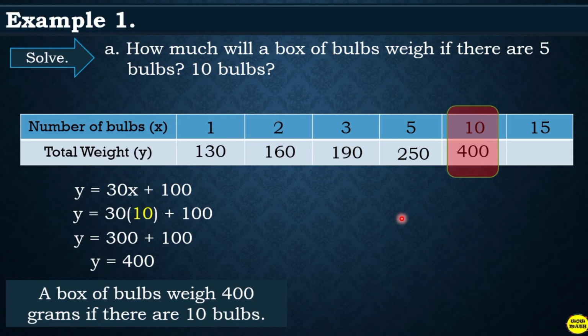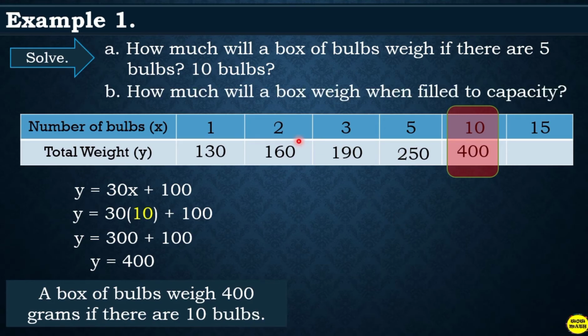Okay, now, second question. How much will a box weigh when filled to capacity? So, kapag capacity yung maximum capacity ng box na yon, kung ilan lang yung kasya, 'di ba? Ang maximum niya is 15 lang. So, yun ang tinatanong sa letter B. So, we have to solve for the weight of the box of bulbs if there are 15 bulbs. So, hahanapin natin ito ngayon. So, ang isa-substitute natin dito sa x is 15.